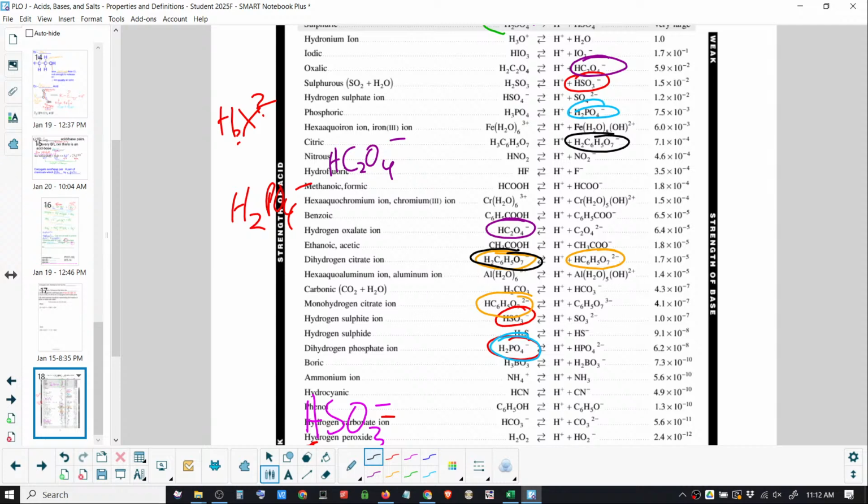Now, citric acid is this. This is the product, but citric acid has 3 hydrogens. It's triprotic. So it can give off a hydrogen, and then it can react again and give off a hydrogen, and then that can react again and give off a hydrogen. What about HSO4 minus? Citric acid is triprotic, I'll define the terms down below. What about HSO4 minus?